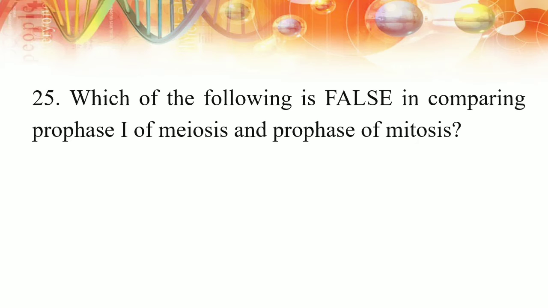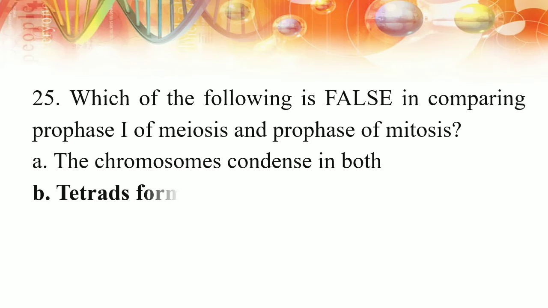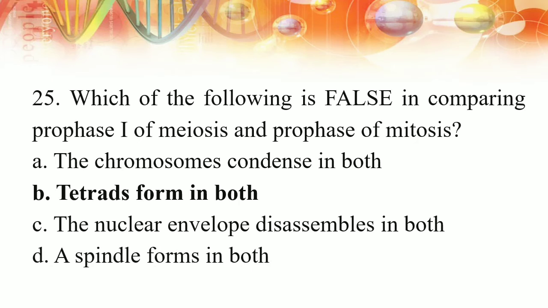Number 25. Which of the following is false in comparing prophase 1 of meiosis and prophase of mitosis? A. The chromosomes condense in both. B. Tetrads form in both. C. The nuclear envelope disassembles in both. D. A spindle forms in both. Options A, C, and D occur in both prophase of mitosis and prophase 1. Thus, the false statement is option B, tetrads form in both, because tetrads only form during prophase 1.